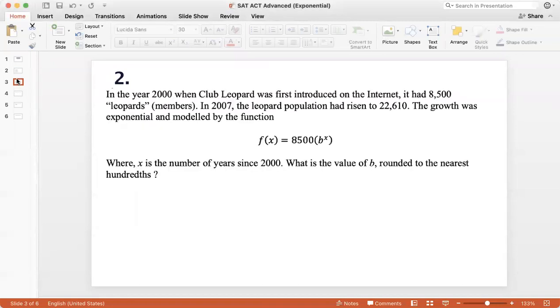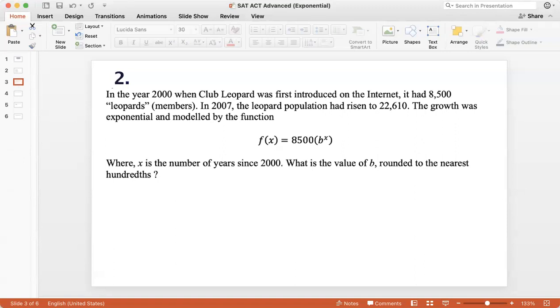Question 2. In the year 2000, when Club Leopard was first introduced on the internet, it had 8,500 leopards or members. In 2007, the leopard population had risen to 22,610. The growth was exponential and modeled by f(x) = 8,500 times b^x, where x is the number of years since 2000. What is the value of b rounded to the nearest 100th?